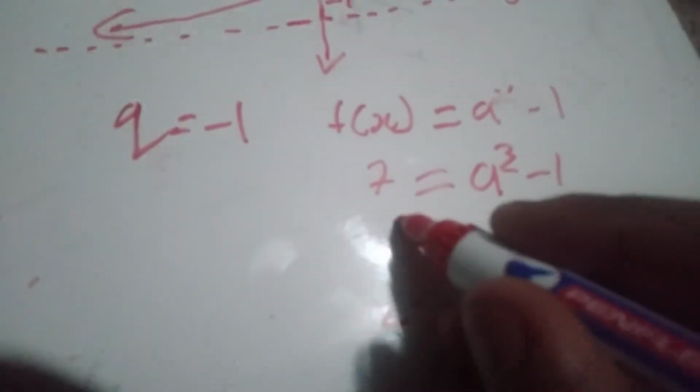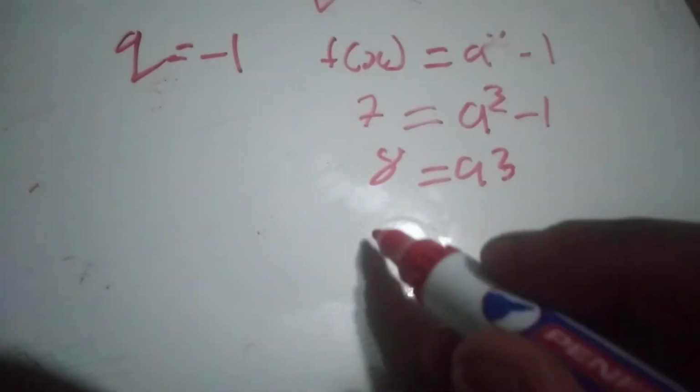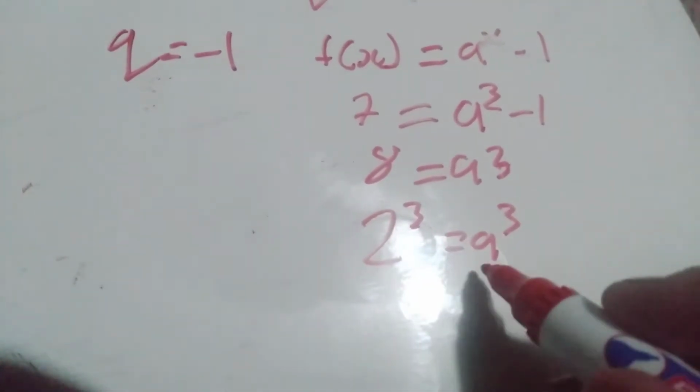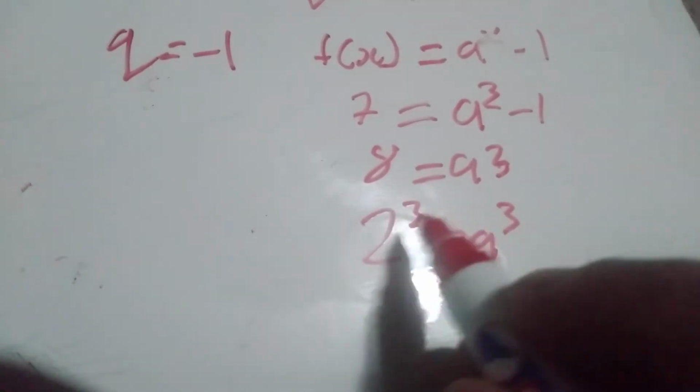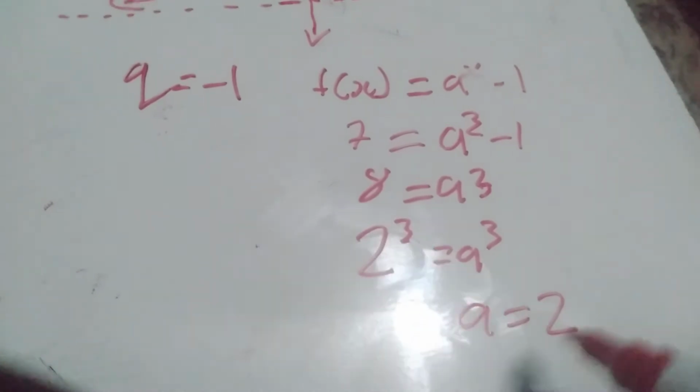We take this to the side. It means 8 is equal to a to the power of 3. And then when we break this down, of course, it means 2 to the power of 3 is equal to a to the power of 3. And then since the exponents are the same, the bases must be the same. So a has no choice but to be equal to 2. So we have found our a.